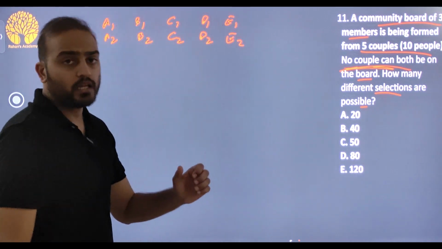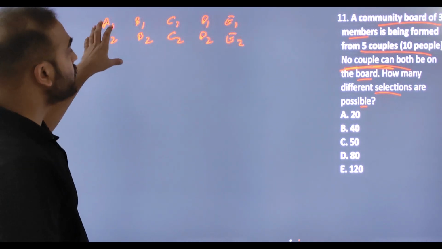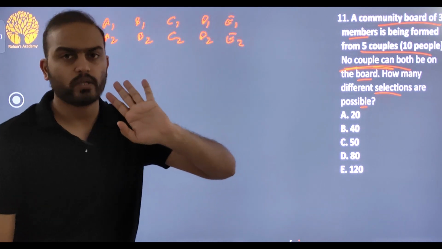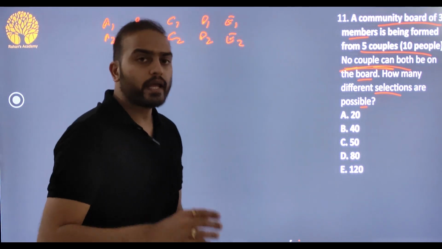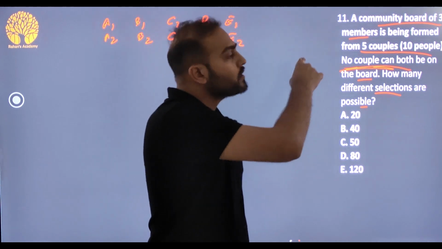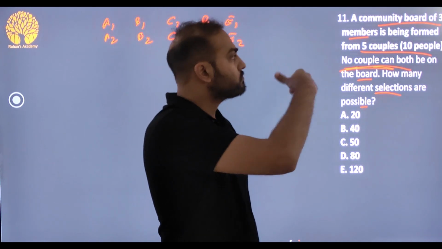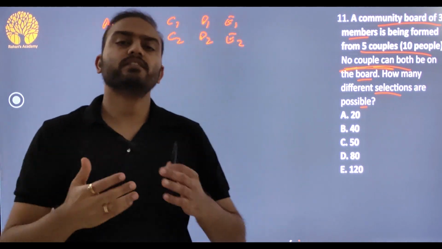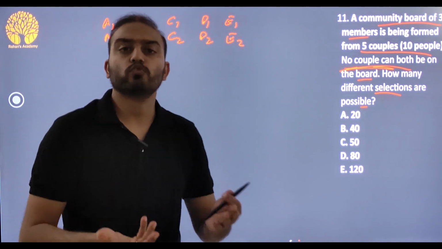Okay, we need 3, but we have to make sure that from each couple only one member comes. Either one comes or none of them come. Right? So again, think that you are the selection commissioner. You are the one who's supposed to select. So what is it that you will do? How would you like to approach it?